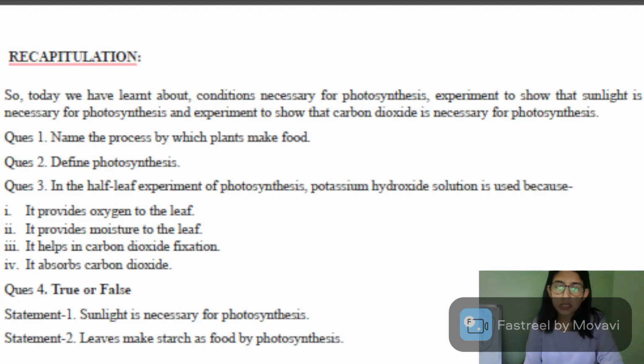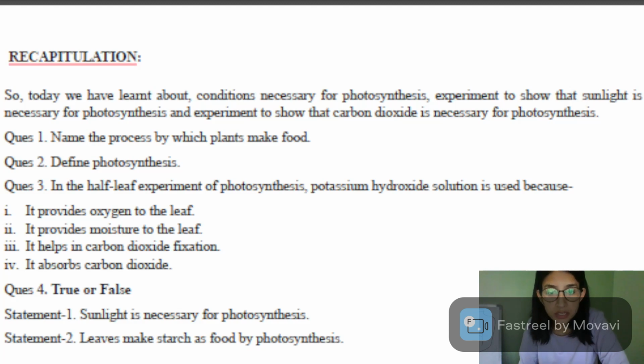So you will be giving answers to these questions that are there in front of you. I'll be giving you 10 to 20 seconds to respond to every question that is written here. The first question is, name the process by which plants make food. This is the easiest because this is the second lesson in which we are discussing photosynthesis. The process that is being used by plants to make food is photosynthesis.